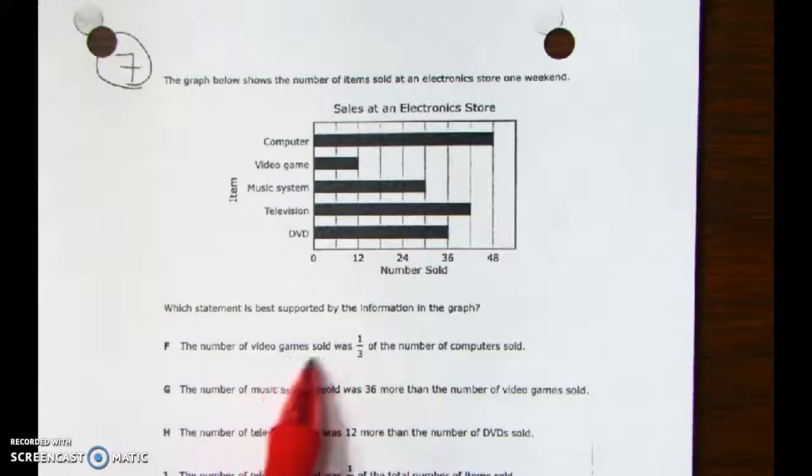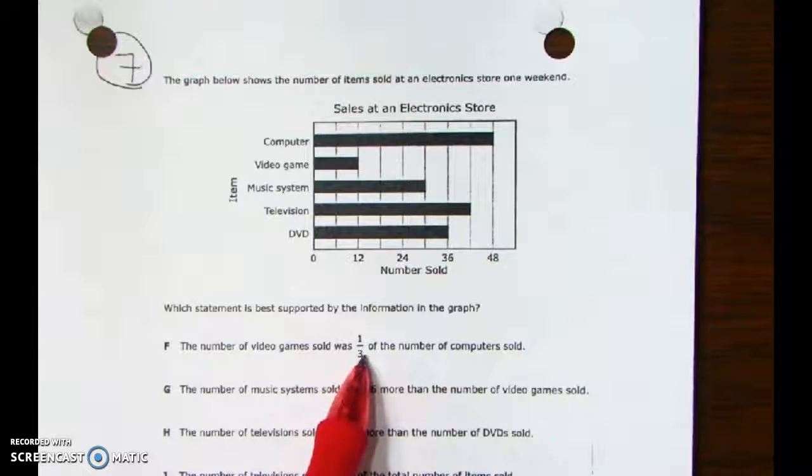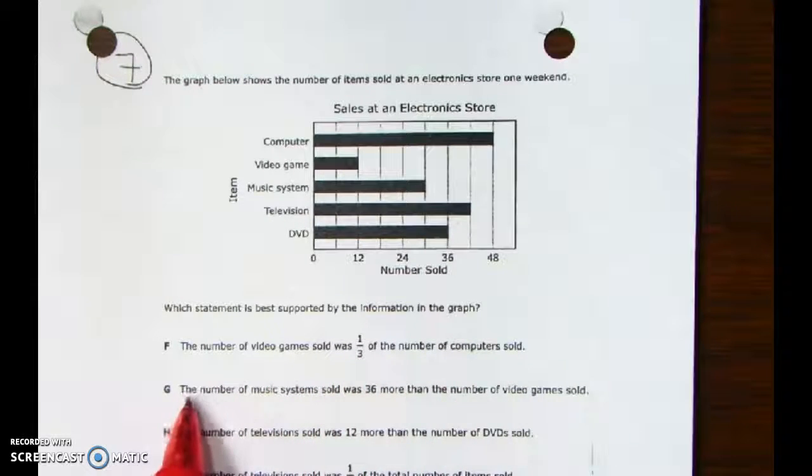F, the number of video games sold was 1/3 of the number of computers sold. G, the number of music systems sold was 36 more than the number of video games sold. H, the number of televisions was 12 more than the number of DVDs. J, the number of televisions was 1/4 the total number of items sold.